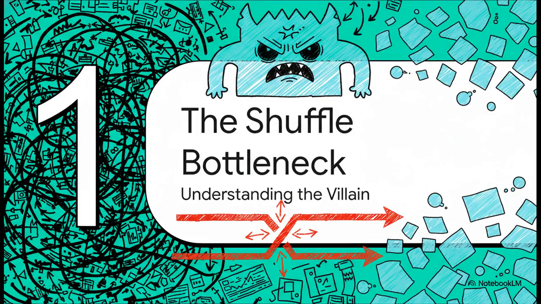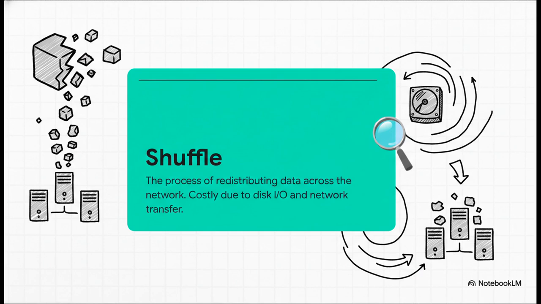So, to beat this villain, we first have to understand it. What in the world is a shuffle, and why does it create such a massive performance bottleneck? Okay, picture this. Spark is smart, so it breaks your huge data set into smaller chunks called partitions. It spreads these partitions across a whole bunch of different computers, or nodes, in a cluster. A shuffle is what happens when Spark has to move all that data around over the network, trying to get related pieces of data onto the same machine. This means it's writing data to a hard drive and then sending it over a network cable, literally two of the slowest things a computer can do.